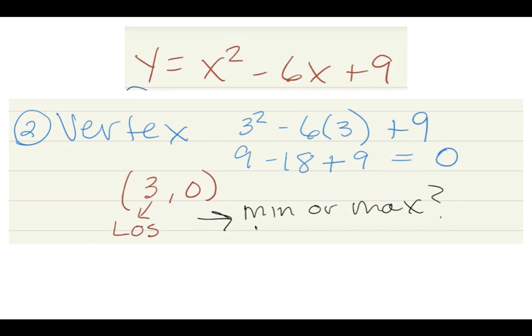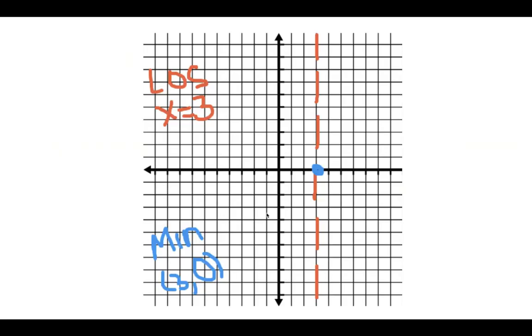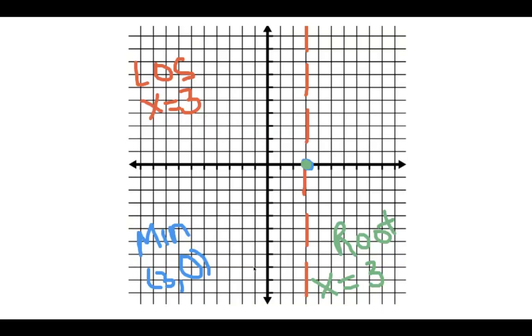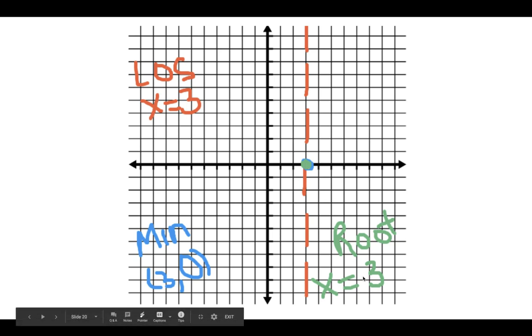Will this be a minimum or a max? I put a blue dot where the vertex is. It will be a minimum because my a is positive. I will solve, finding the roots. I need two numbers that add to -6 but multiply to +9. And I get -3 and -3, and I solve. Ooh, those numbers look familiar to me. The roots and the vertex are both negative or +3. So I put a green dot for my roots.